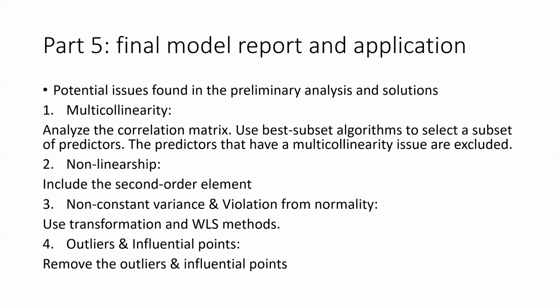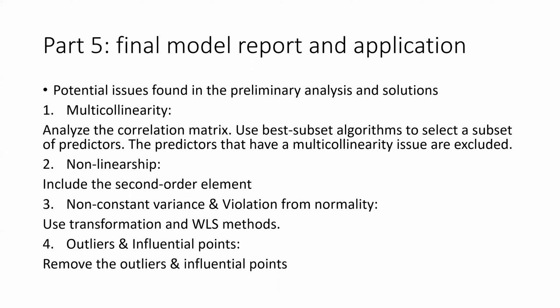To begin with, I need to discuss the potential issues found in the preliminary analysis and solutions. The first problem is the multicollinearity problem. To solve this issue, I first analyzed the correlation matrix to find out there might be a multicollinearity problem in X4 and X5 and X4 and X7. And then I used the best subset algorithm to select a subset of predictors. The predictors that have a multicollinearity issue are excluded.